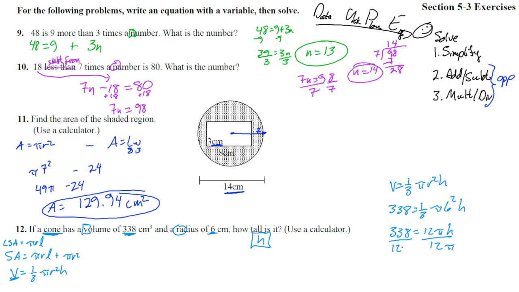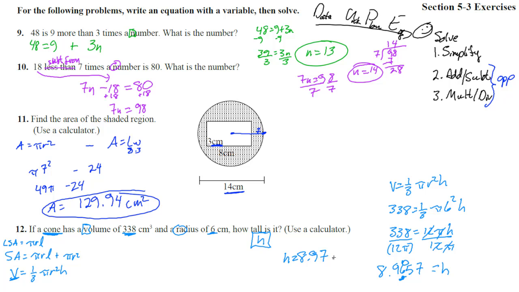12 and pi, so they both cancel. Now, when you put this in a calculator, make sure that the whole thing is handled correctly. If you just write 338 divided by 12 times pi, order of operations will go left to right. So we'd get 338 divided by 12, but make sure that the pi and the 12 are in parentheses. And we get h equals 8.96572, whatever.